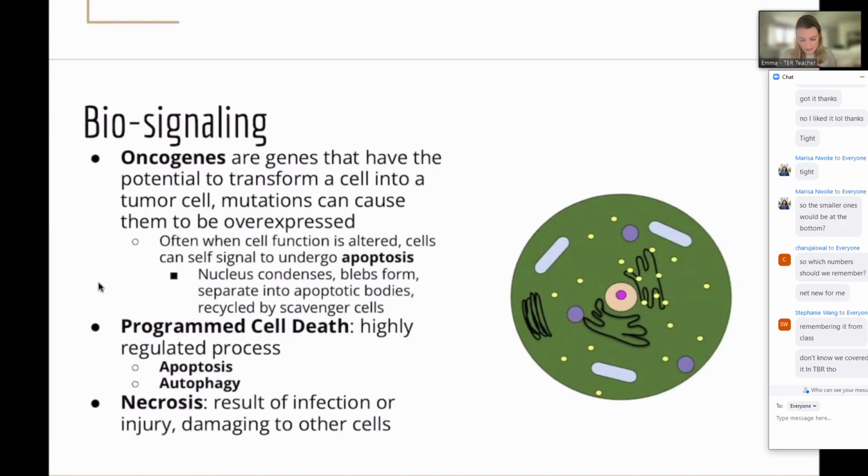I sent out the PDF of these, it didn't really share correctly, but there was a little GIF. Basically, the nucleus condenses. It starts to form these weird shapes, which are called blebs. And the blebs all become membrane bound little parts and pieces of the cell, but it's not all a complete cell. And then neighboring scavenger cells can come and chomp them down, recycle them. And that's how we keep going.